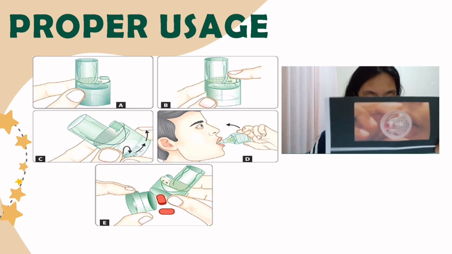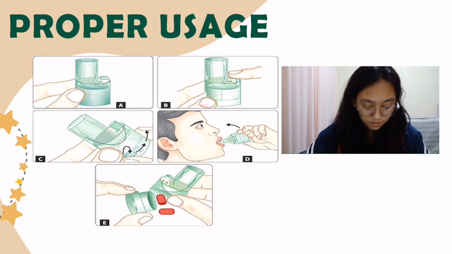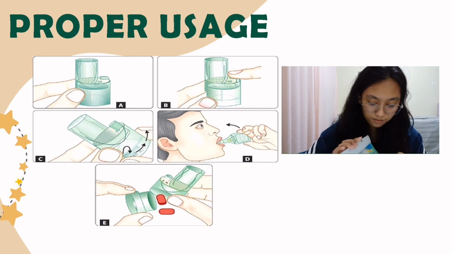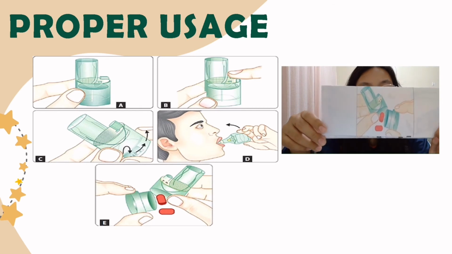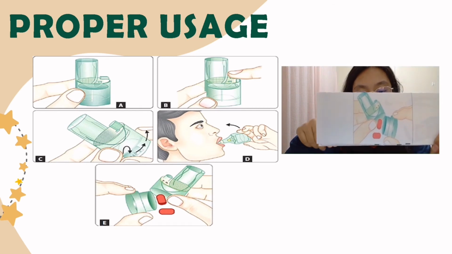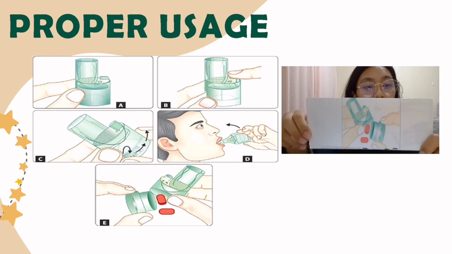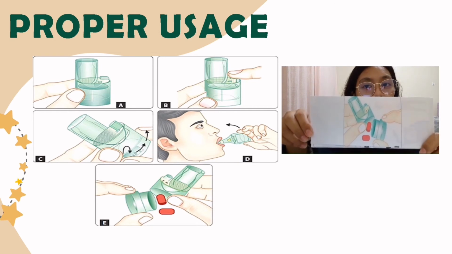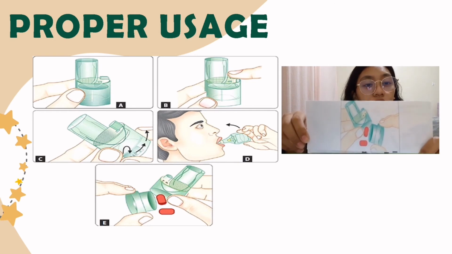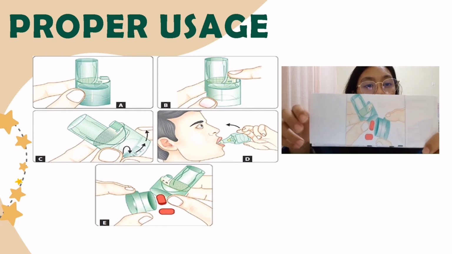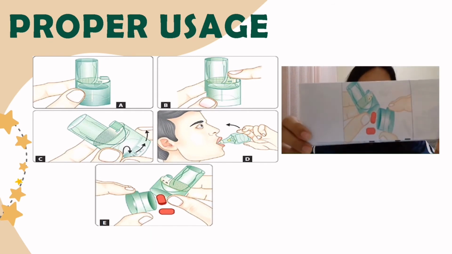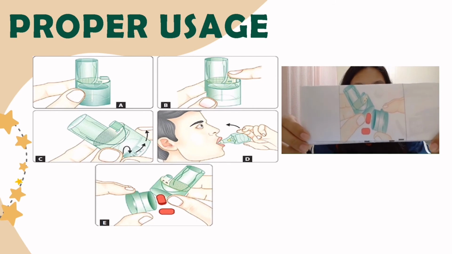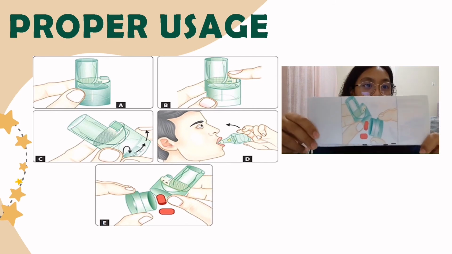Then for the last step, if any powder remains, you should go back to step 4 and repeat it. So it is important to take note that when you are using the Rotahaler inhaler, there should be no medication powder left. And remove the empty capsule from the Rotahaler inhaler and discard it.